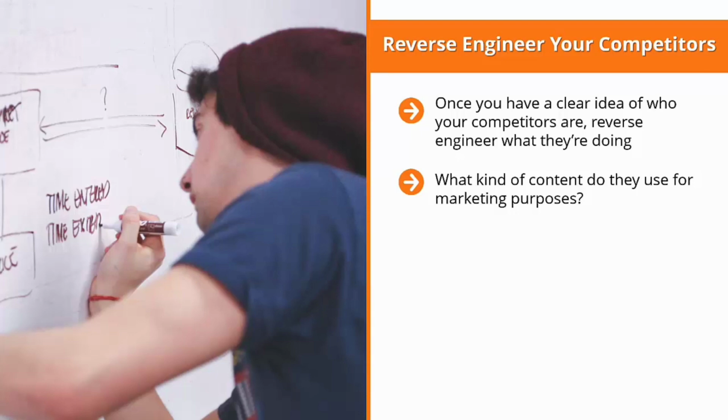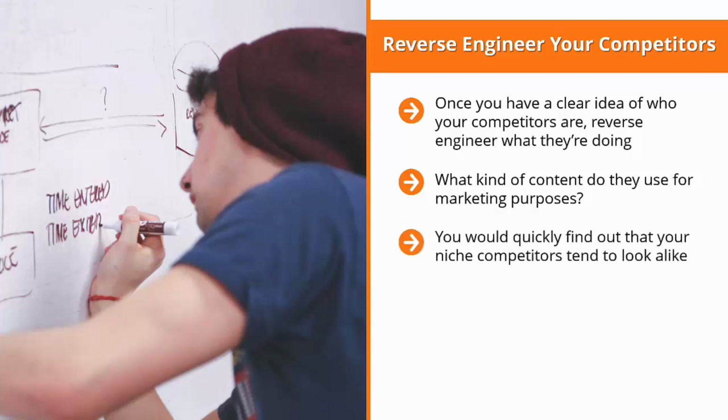After you've spent some time asking these questions and processing your competitors in a systematic and methodical way, you should have a clear idea of what your niche industry standard is. You would quickly find out that your niche competitors tend to look alike. They tend to address the same problems. They tend to have the same solutions. Their social media accounts tend to look similar to each other. Be mindful of this. Look at these similarities and understand that this is the industry standard in your niche.